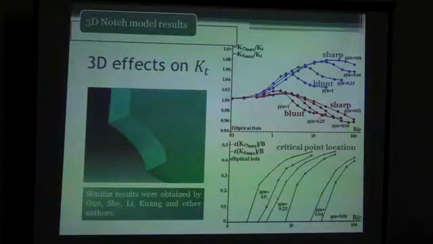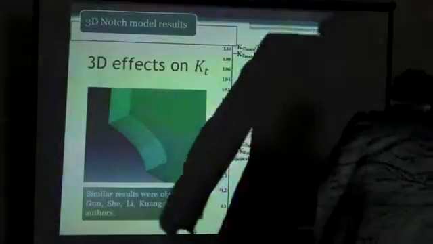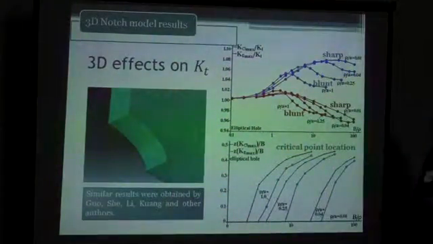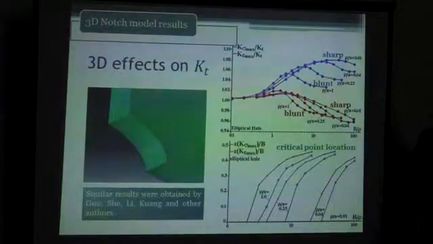If you have sharp or blunt notches, you're going to have different effects, and actually the critical point location can change from the mid-thickness to the surface. What you would expect is that for thinner plates, the critical points would be at the mid-thickness, and for thicker plates, at the surface. The other thing is that you can have an increase of up to 8% of the stress in the y direction. This could be significant for crack initiation, but actually it's not so much, because in the end there's a compensation in the von Mises parameter.